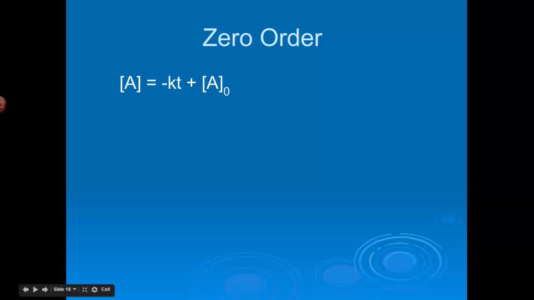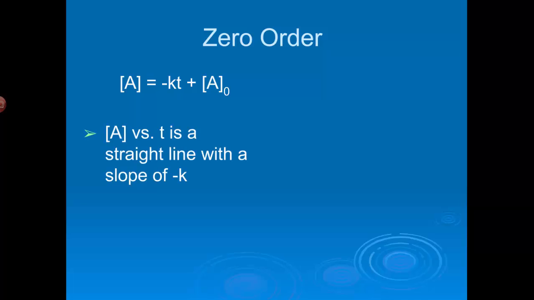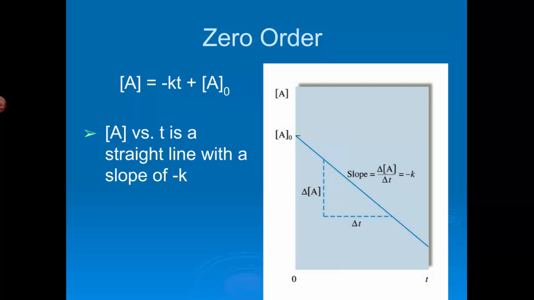Here's the expression for the integrated rate law, zero order. Concentration A is equal to negative kt plus A naught. So what am I going to plot here? If I wanted to plot to see if it's zero order, what gives me a straight line? Well, a straight line is given by concentration versus time. Okay, it's a straight line with a slope of negative k. So it looks like this.